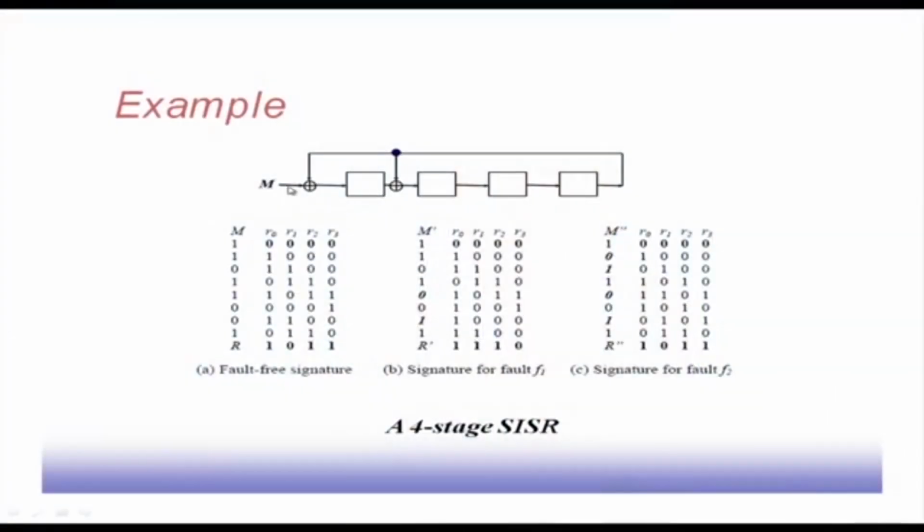For example, suppose we have this as the signature analyzer, and M is where we get the input. Suppose the fault free signature is this one, that is, for the first pattern it generates 1, second pattern 1, third pattern 0. Like that it generates the sequence.